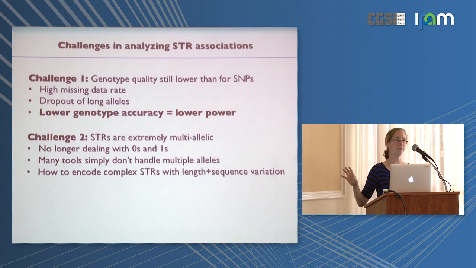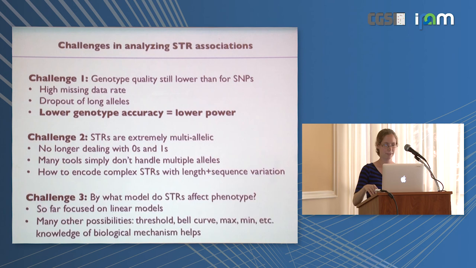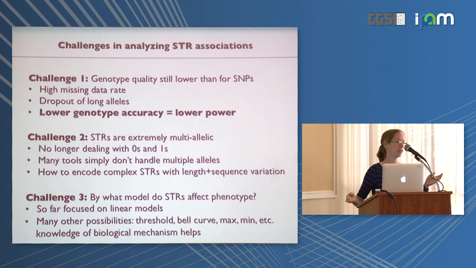A third challenge that we're really facing is by what model do STRs affect phenotype? All of our analyses have focused on linear relationships between copy number and risk for some phenotype or, say, gene expression. But we don't really have any biological basis for doing that, and there are many different models that you could think of that make sense based on what the biological question is. So that's something that we're also struggling with.